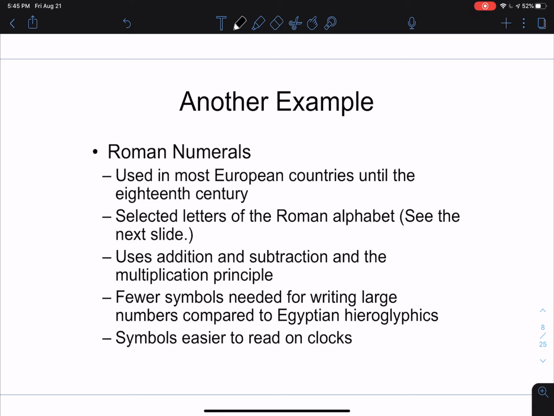And nowadays, you'll see the symbols still being used on clocks because they're easier to read on clocks. And then, if you think for a minute, you can probably think of something else, at least in the US, where you see Roman numerals at least once a year. And then worldwide, you see Roman numerals every 2 years. I'll give you about 15 seconds to think where you might see that.